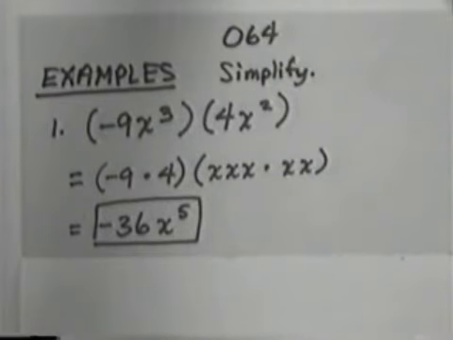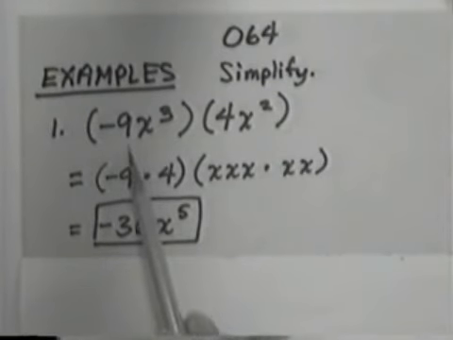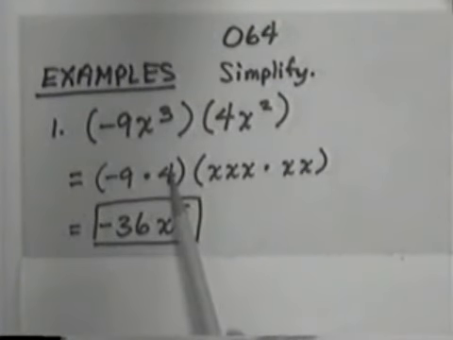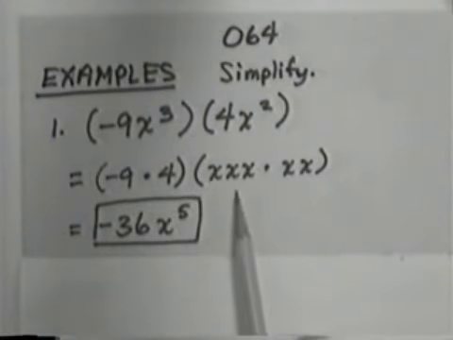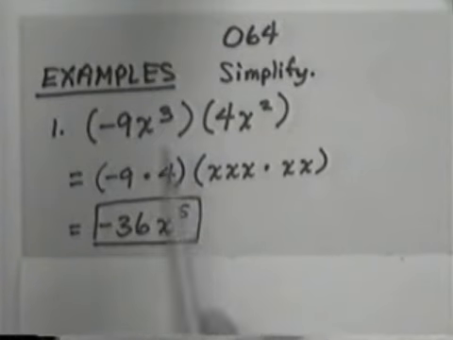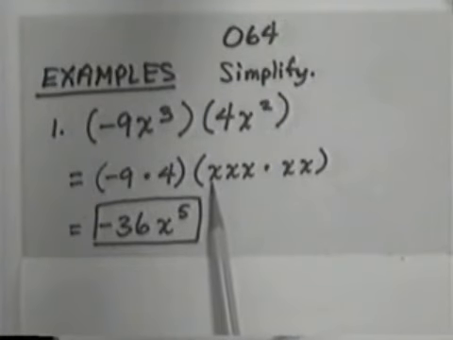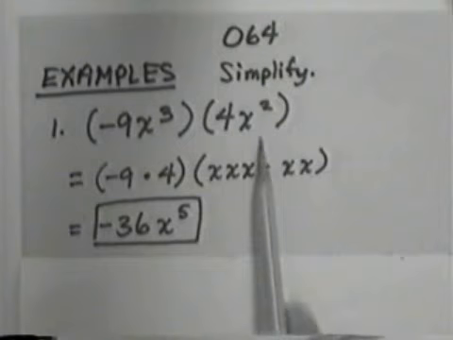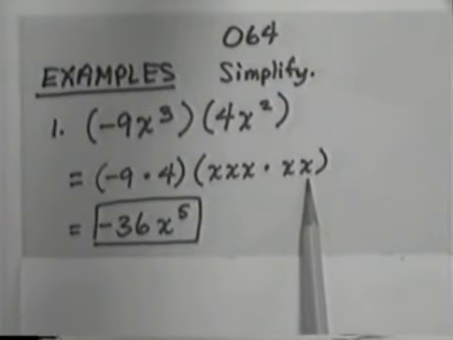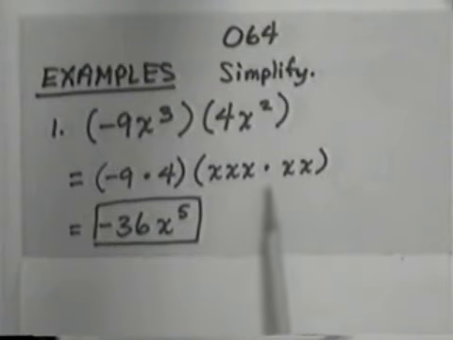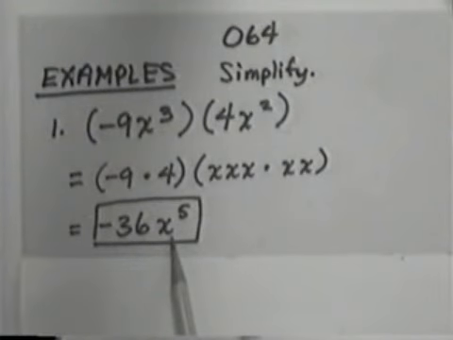Notice that in simplifying this expression, we put the coefficients together. The coefficients needed to be multiplied together. And then the powers of the variables were strung out. X to the power 3 gave us a string of 3 x's. X to the power 2 gave us a string of 2 x's. Then putting all of that together, we had x to the power 5.